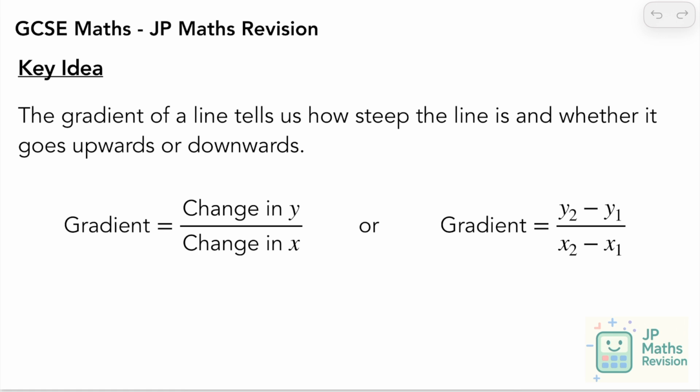So the key idea: the gradient of a line tells us how steep a line is and whether it goes upwards or downwards. We measure the gradient as the change in y divided by the change in x, or we could also interpret this as y2 minus y1 over x2 minus x1, where x1, y1, x2, y2 are the coordinates of 2 points that the line passes through.